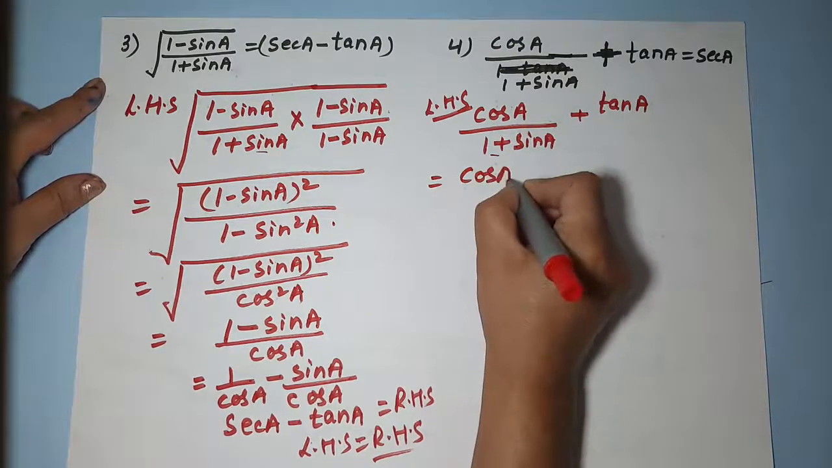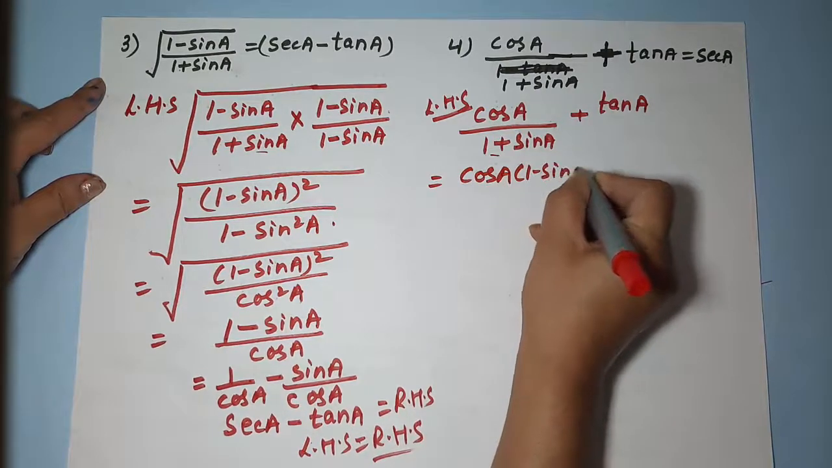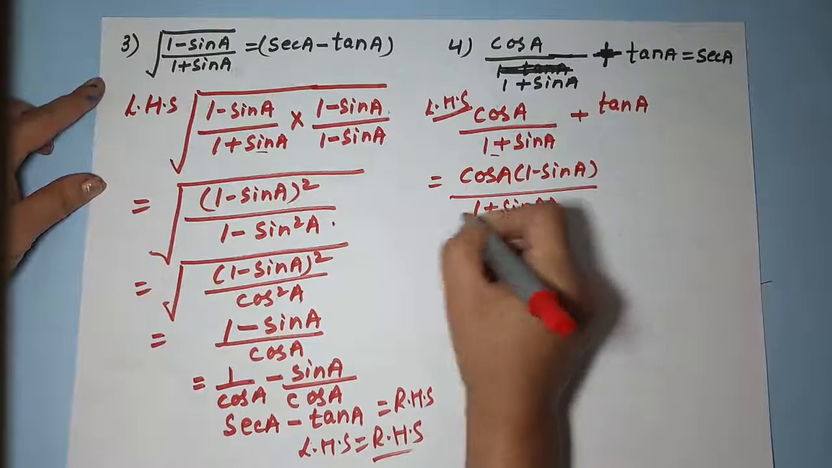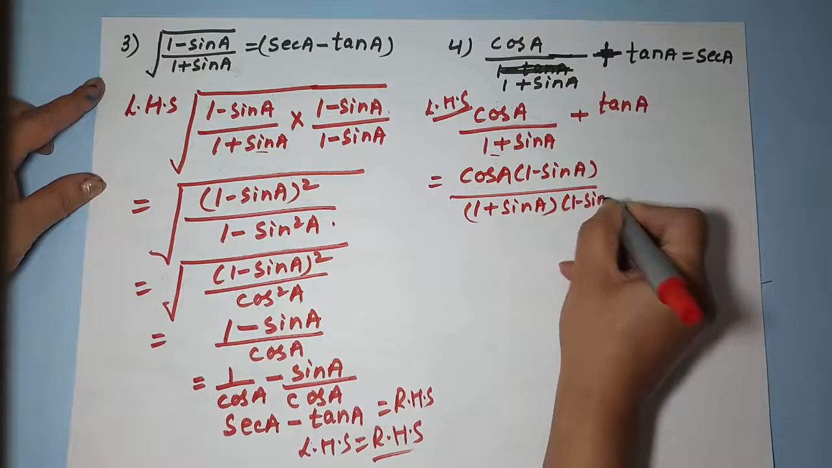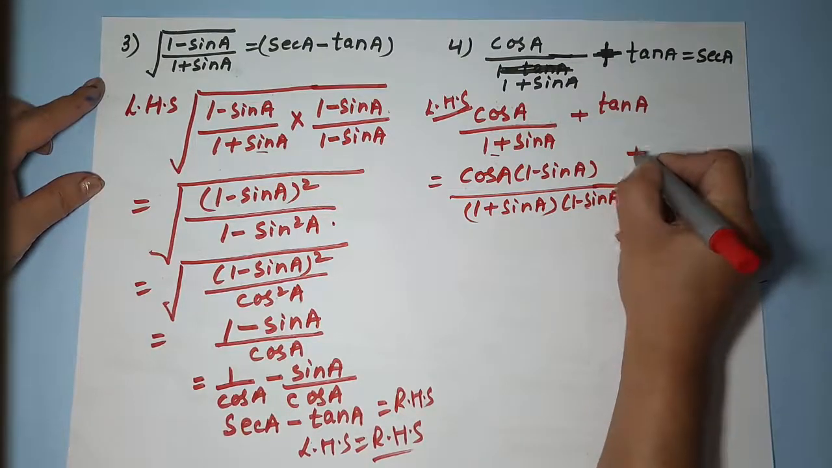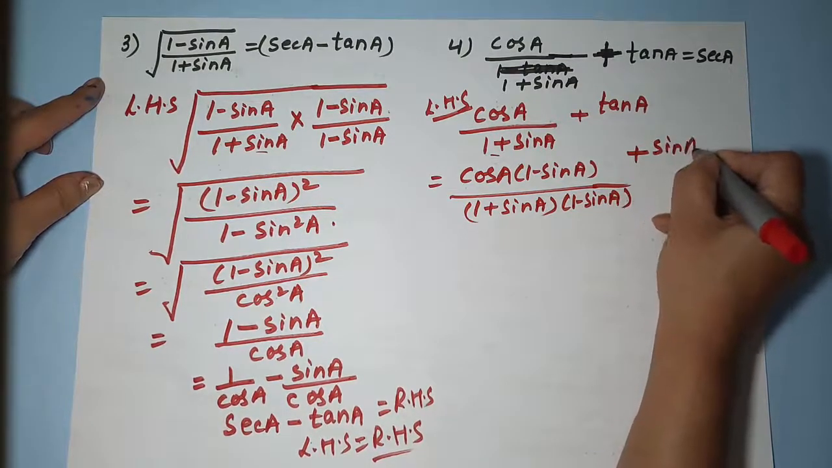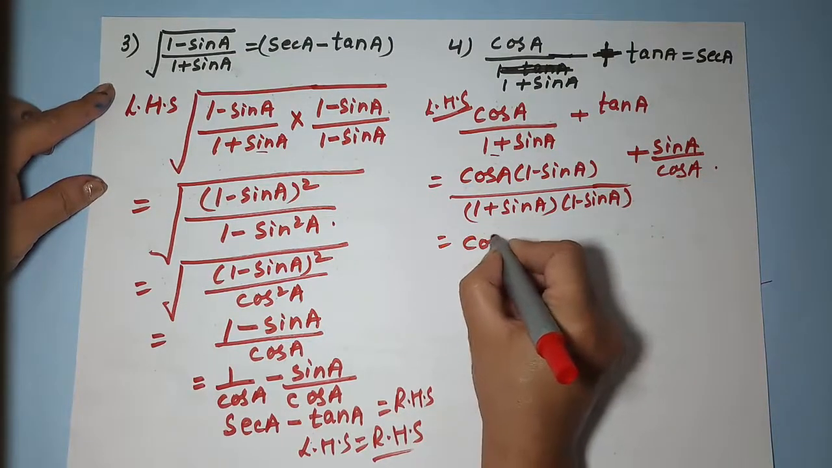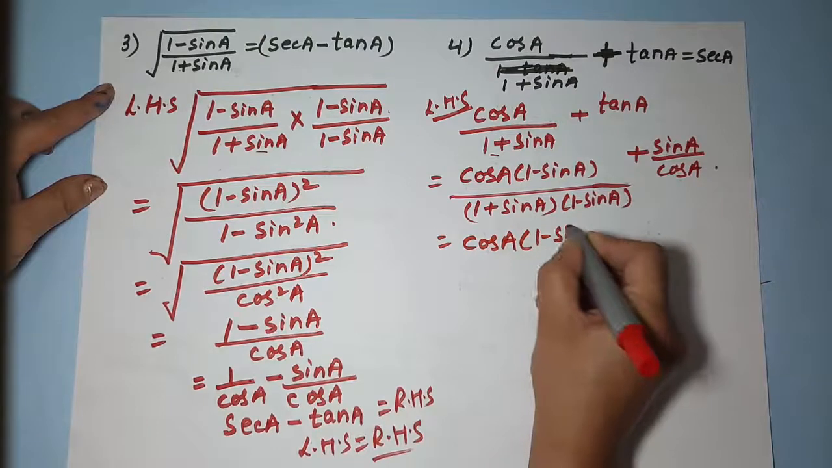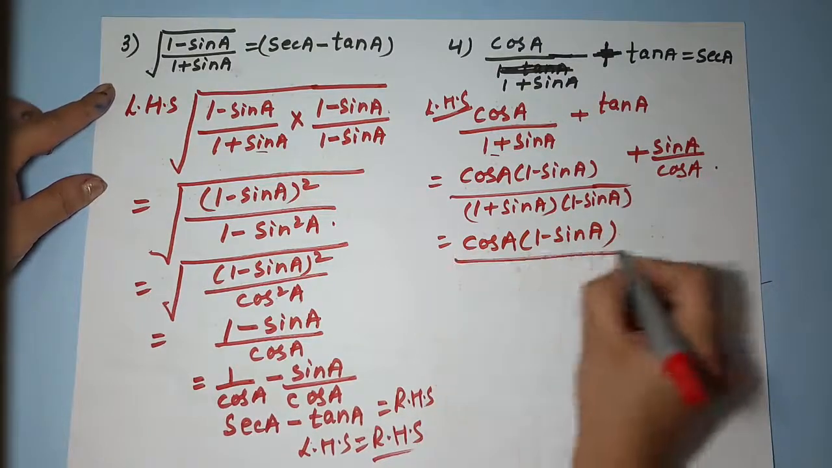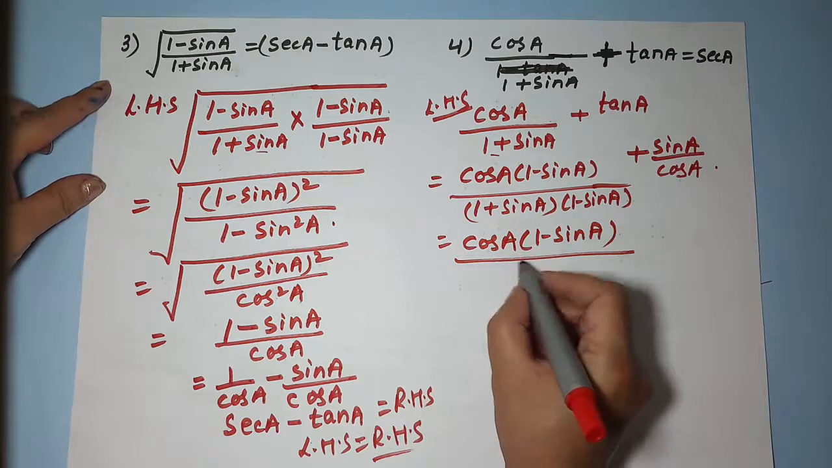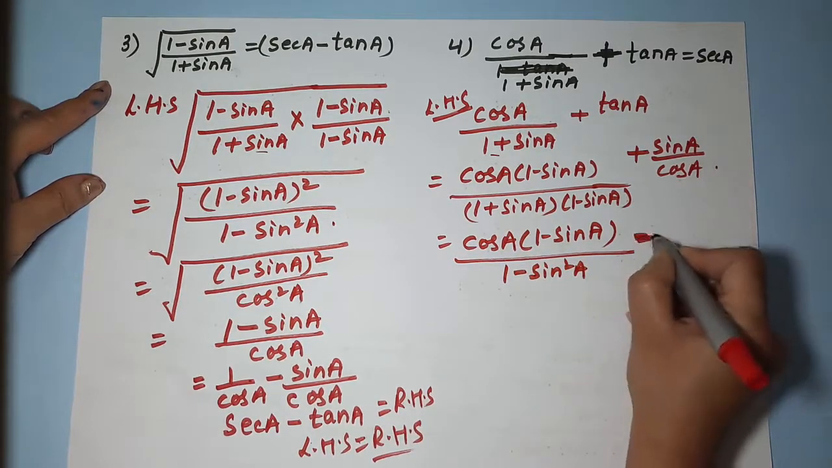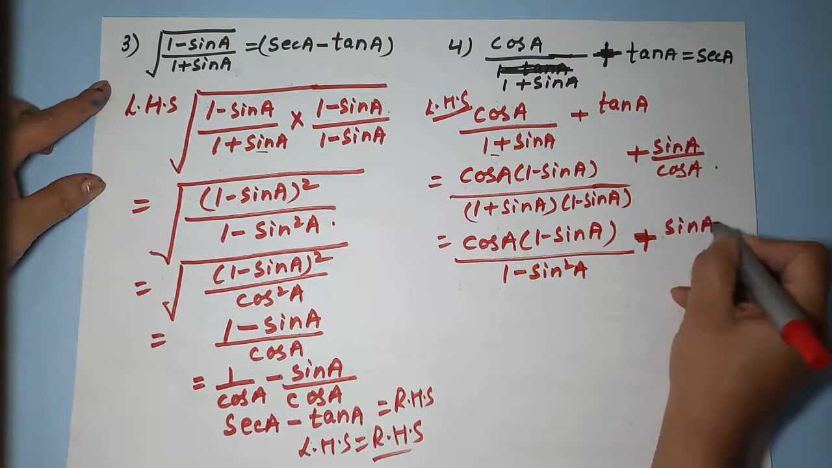This is cos A into (1 minus sine A) upon (1 plus sine A) into (1 minus sine A), plus this tan A can be converted into sine A by cos A. So we have cos A into (1 minus sine A) upon (1 plus sine A) into (1 minus sine A), which is 1 minus sine square A, plus sine A upon cos A.